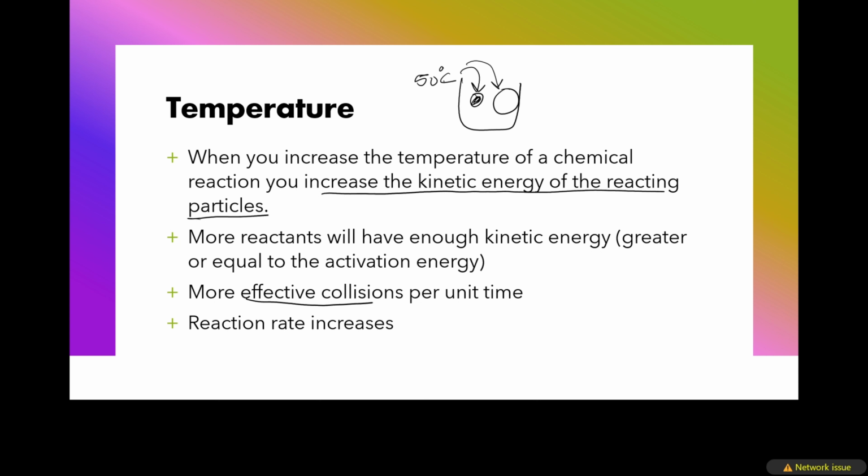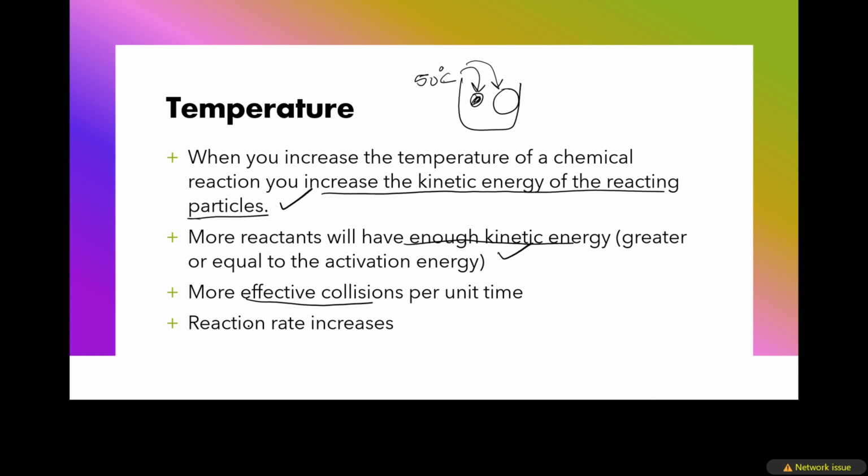So if they ask you this question, it will be 4 marks. They will say use the collision theory to explain how does an increase in temperature affect the reaction rate. So here you have to mention that an increase in temperature increases the kinetic energy of the reacting particles. That's 1 mark. And then you have to mention that more reactants will now have enough kinetic energy because you have increased the temperature, right?